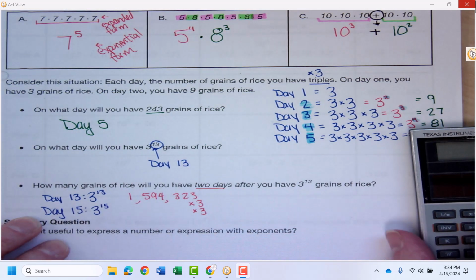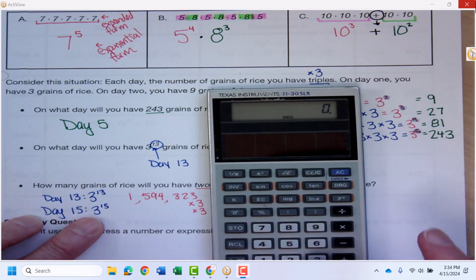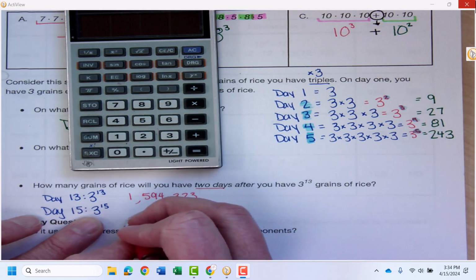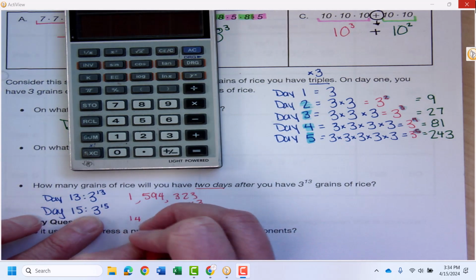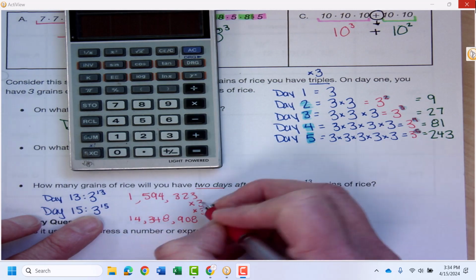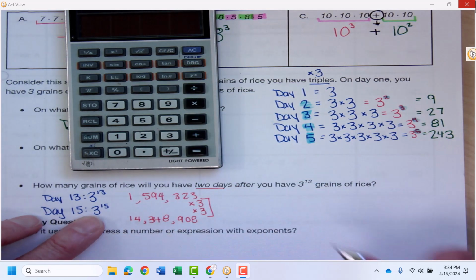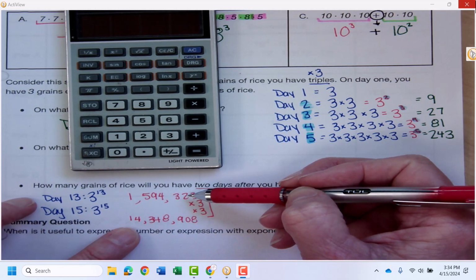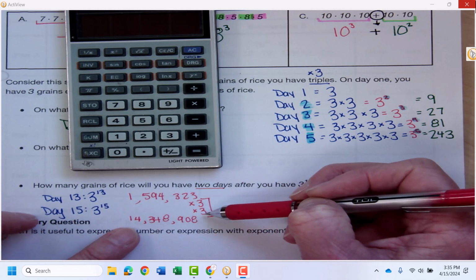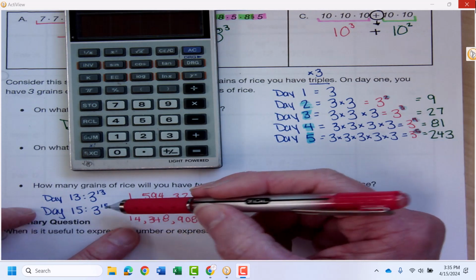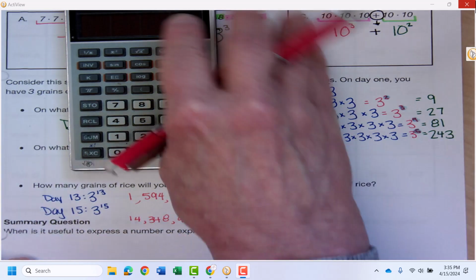And just because it's fun, let's go ahead and find out what that would be. 14,348,907. I got that by taking whatever day 13 had and just tripling that and tripling it again. I really multiplied by 9 to get to day 15. So that's how much I would have on day 15.